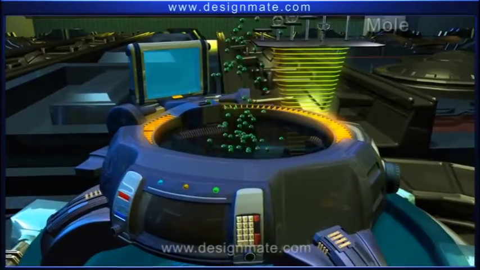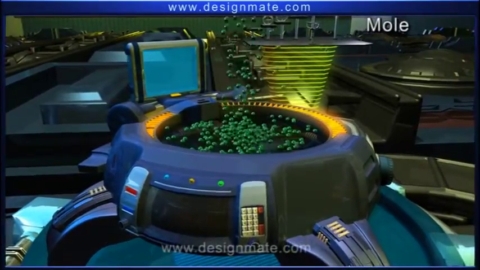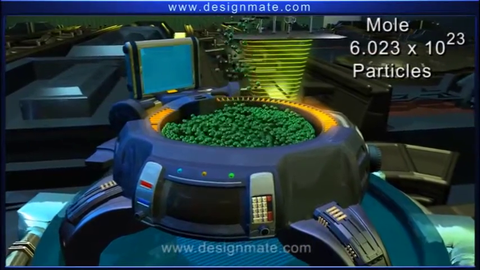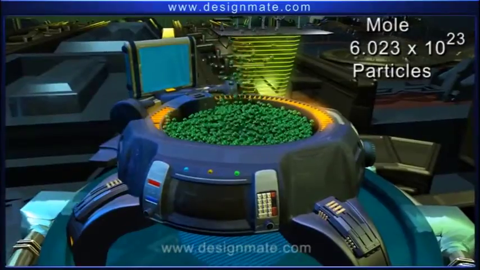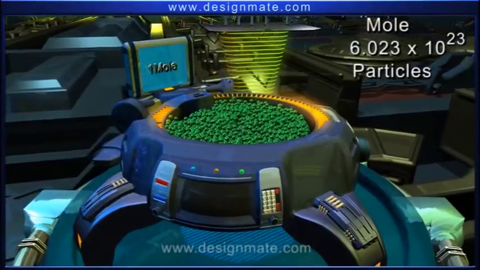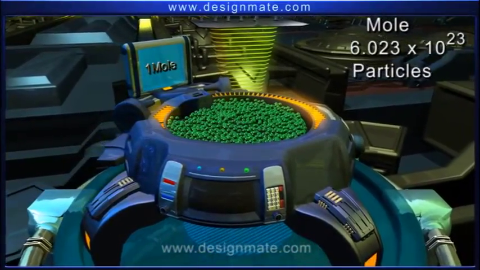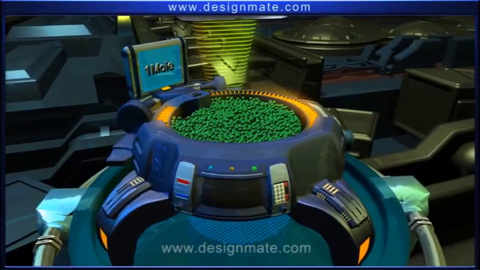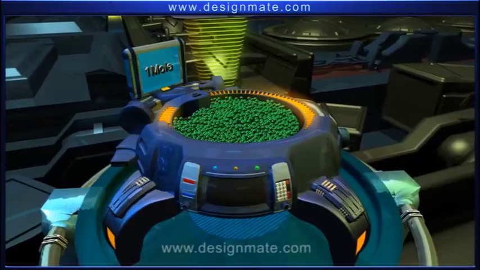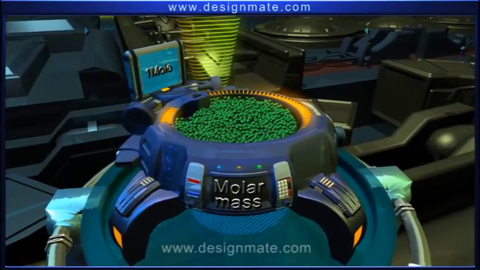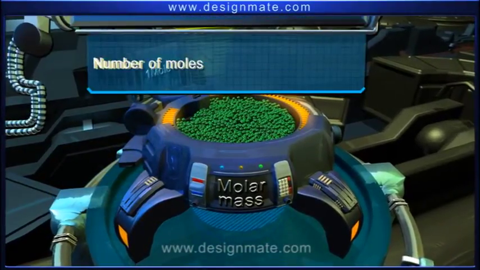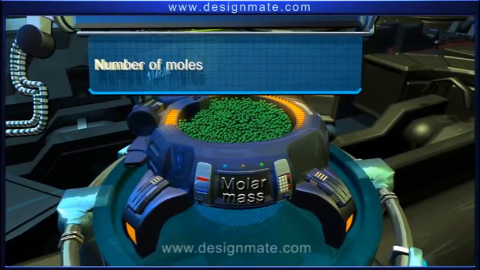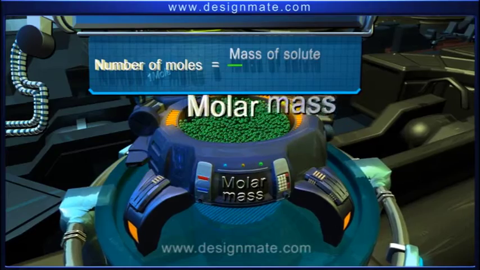As we all know, mole is an SI unit of amount of a substance. 6.023 × 10^23 particles are present in 1 mole of any substance. The mass of this 1 mole of a substance when expressed in grams is called its molar mass. The number of moles of a solute present in a given solution can be determined by dividing the mass of the solute by its molar mass.